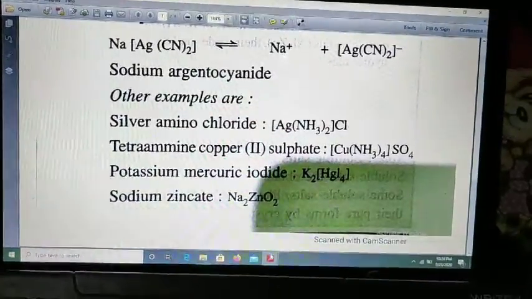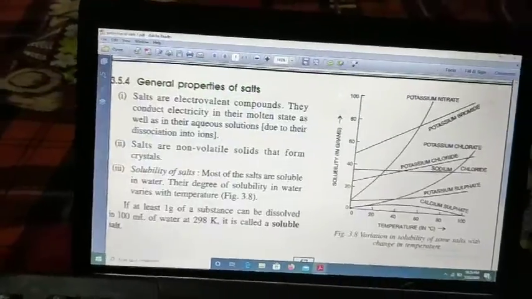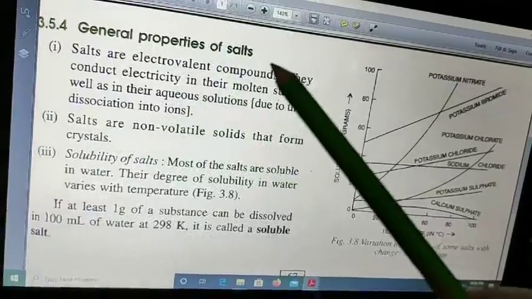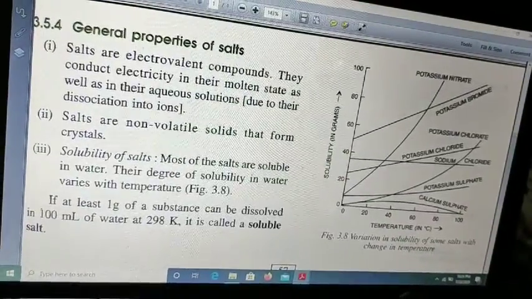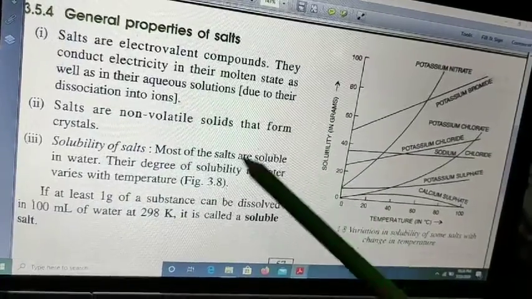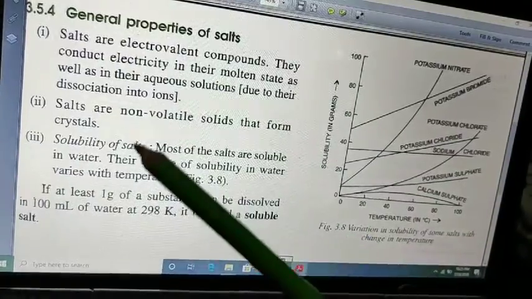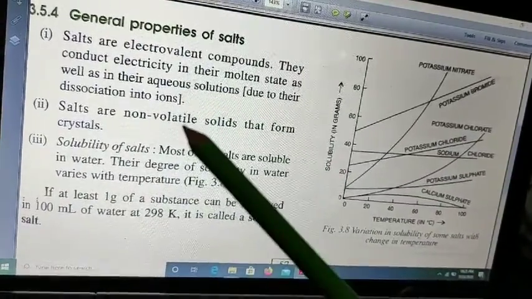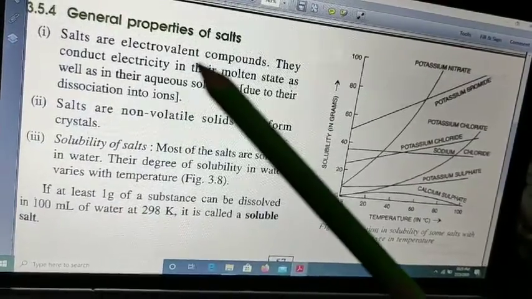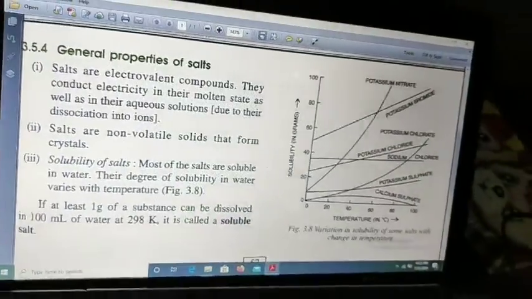Next we will discuss the properties of salt. Salts are electrovalent compounds. They can conduct electricity either in the molten state or in aqueous solution. Salts are non-volatile solids that form crystals. The third property is that most of the salts are soluble in water, that means they are highly soluble in water.